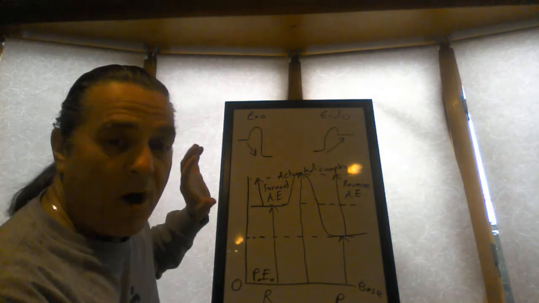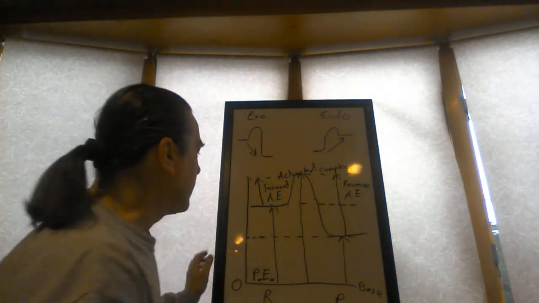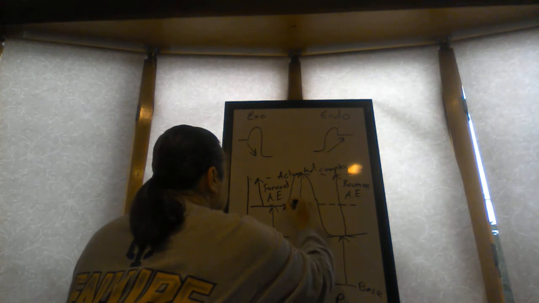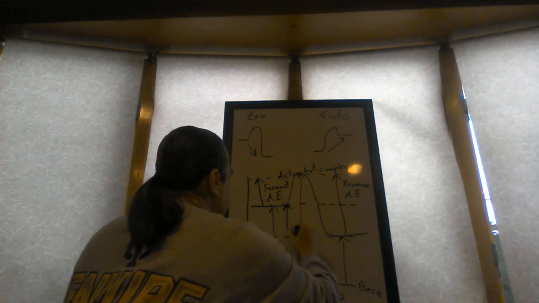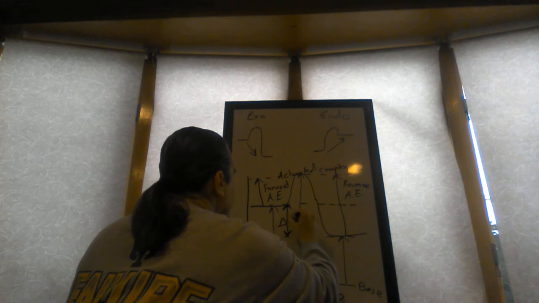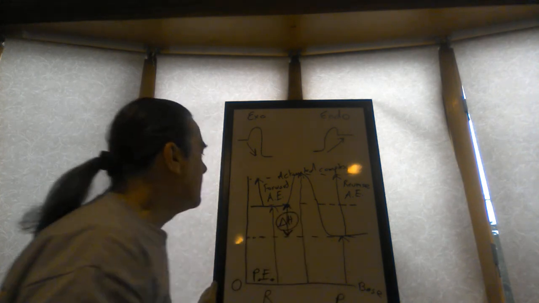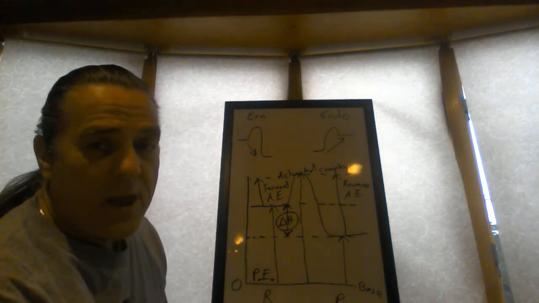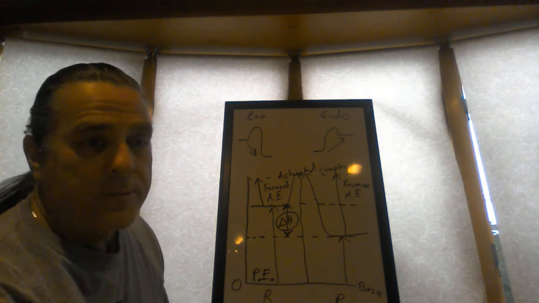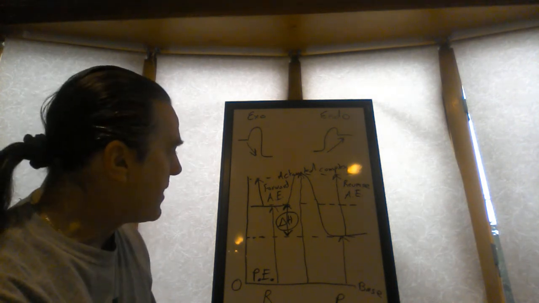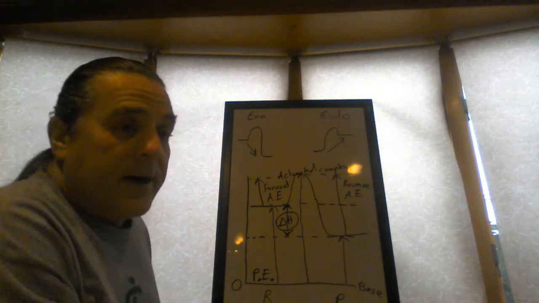There's going to be a line that's between products and reactants. And this line is called delta H. It's the change in heat. It represents the heat energy absorbed or released during a chemical reaction. Catalyzed line, I'm not going to look at that today.